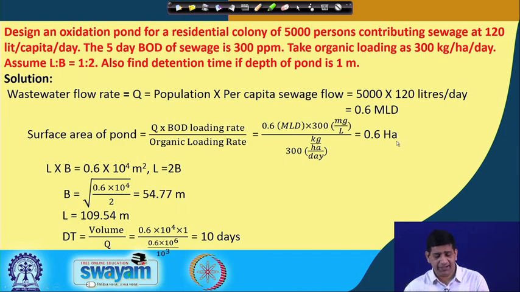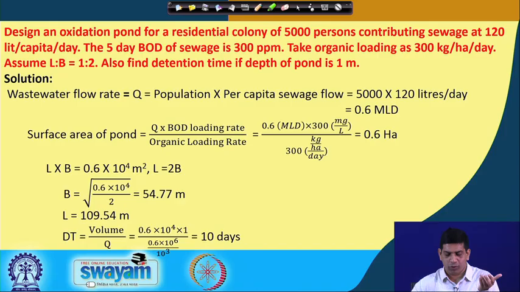Now, this 0.6 hectare converted to meter square is 0.6 times 10 to the power of 4, and L is given as 2B. So, here B is equal to around 55, and then approximately L becomes 110. So, the volume is, and if you look at the detention time, it will be the volume divided by Q, the flow rate.